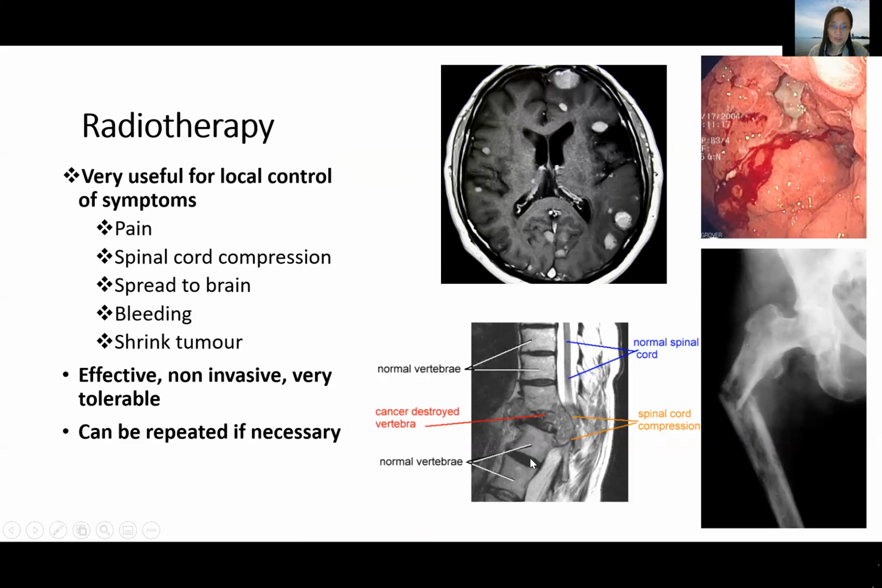So cord compression is another oncological emergency. The tumor, a normal vertebra looks like that on MRI. So the tumor has eaten up the whole vertebral body and caused collapse and compressing onto the spinal cord at the back. So the patient can get paralyzed from this effect, and radiotherapy can try to prevent it. Sometimes we need to go in for surgery and stabilize the spine first, then we give radiotherapy after that.